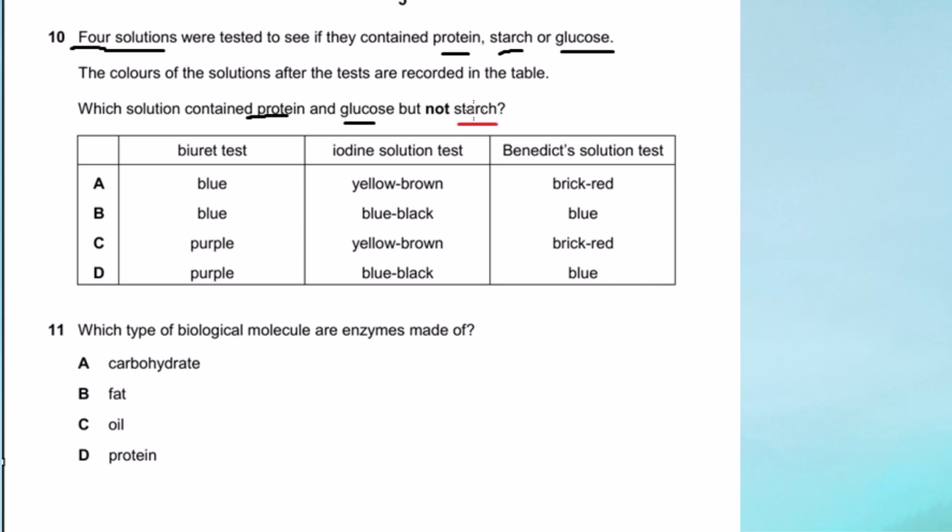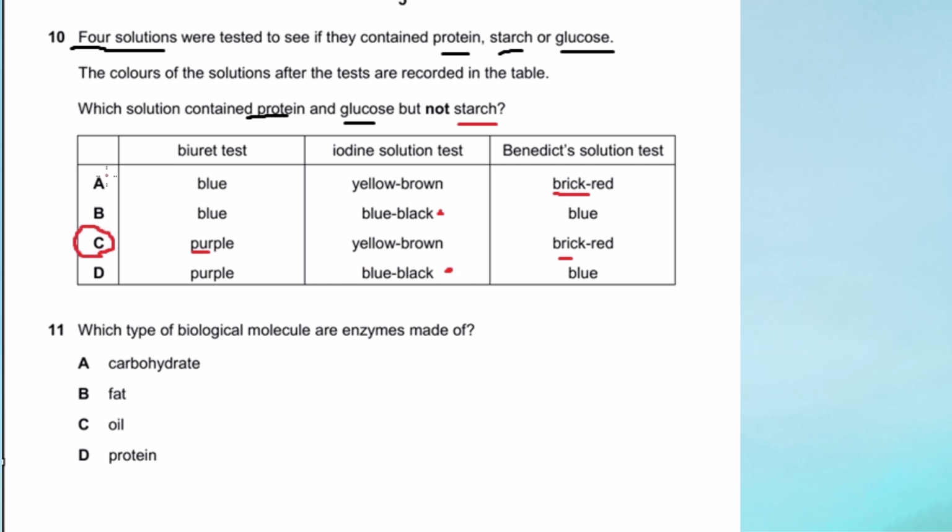So let's start with starch, which is tested by the iodine test. If there is starch, it will turn yellow-brownish. So we have two here, this one and this one, that do not contain starch. So already now we are down to B and C as options. Okay, we also know it contains glucose. If it contains glucose, it will turn brick red. So, okay, A and C are still in the game. And we know it contains protein. If it contains protein, it will turn purple. And this leaves us now with C being our only answer.